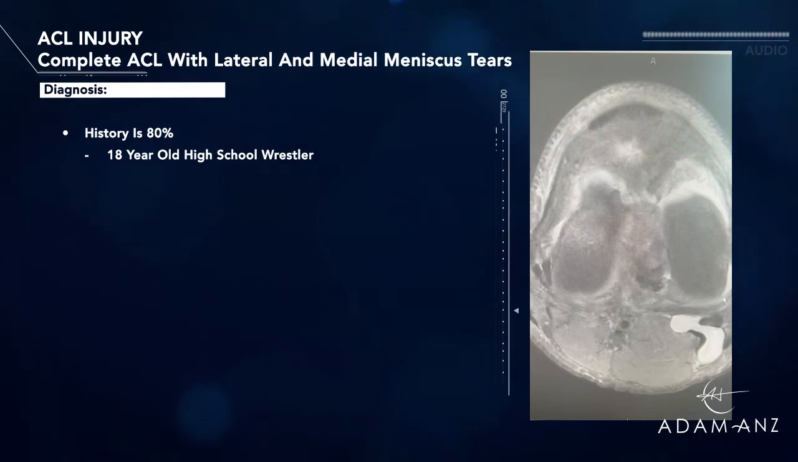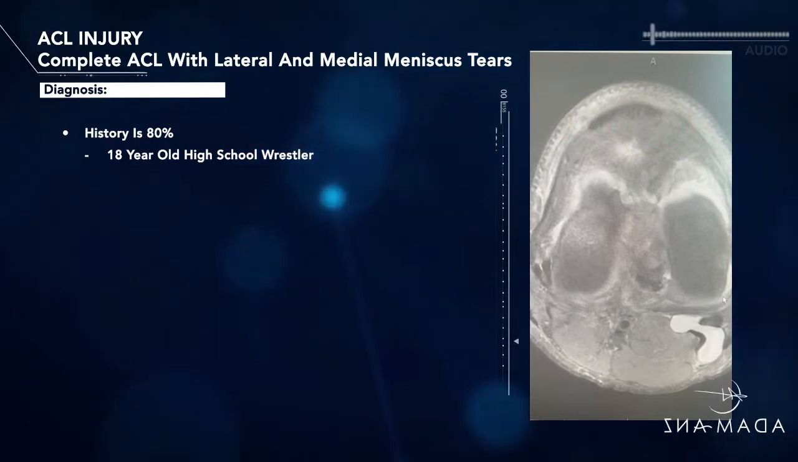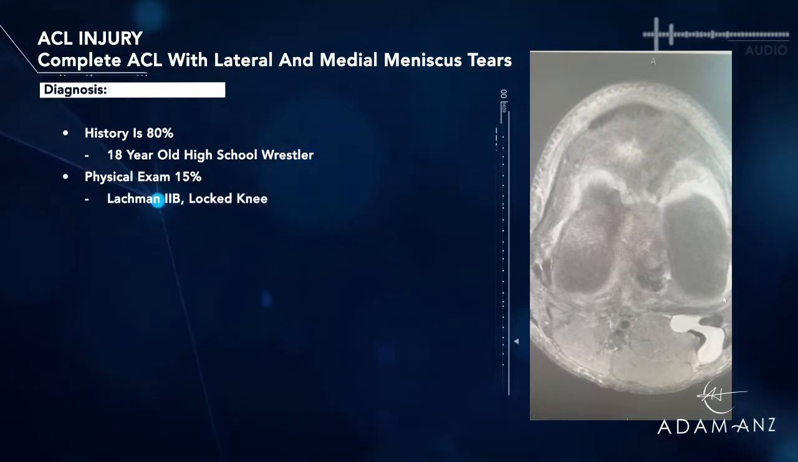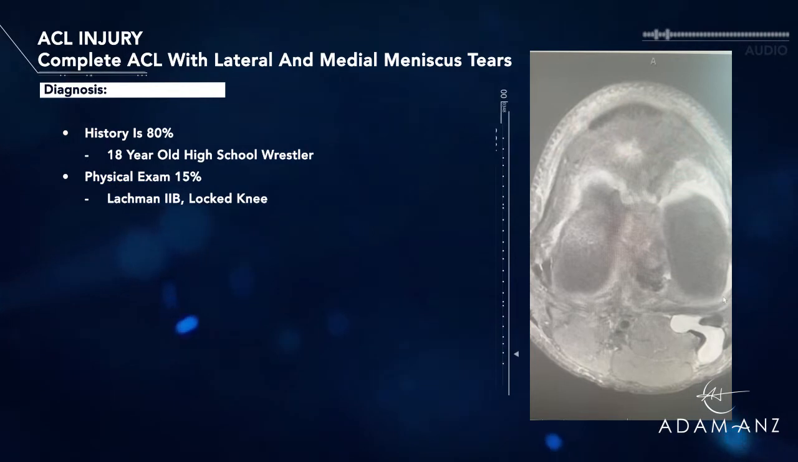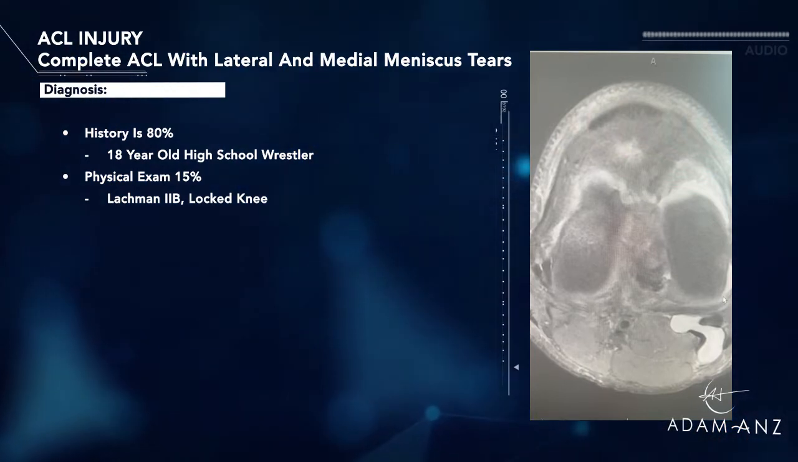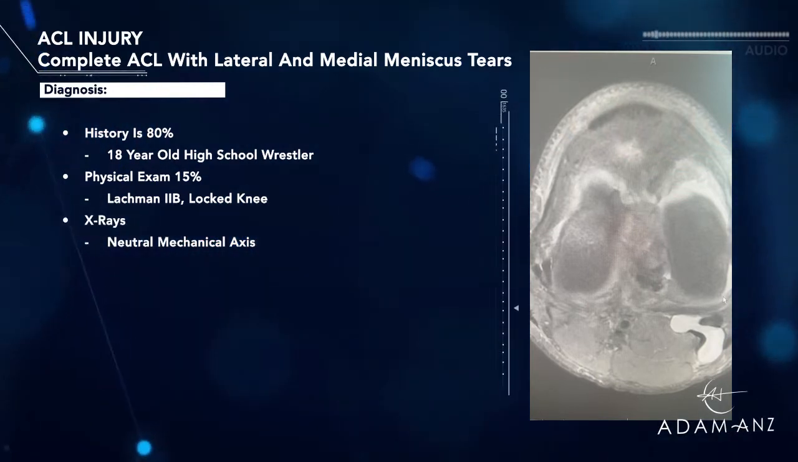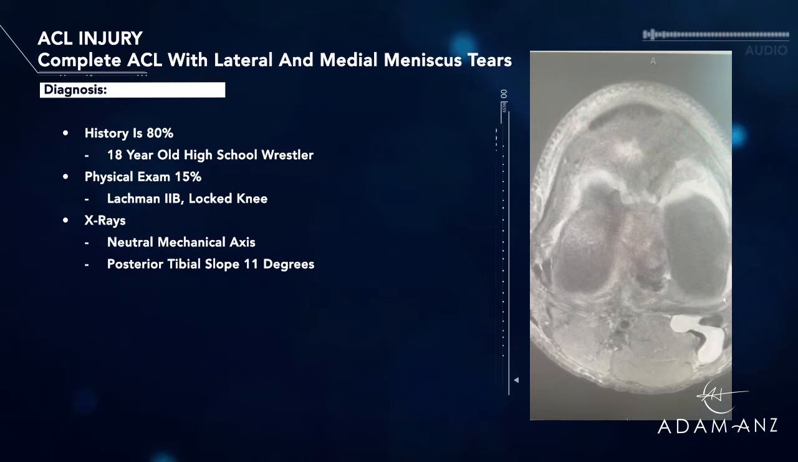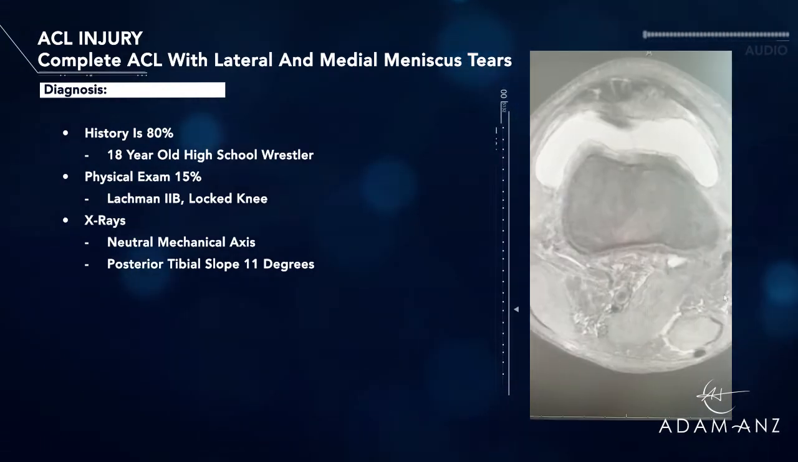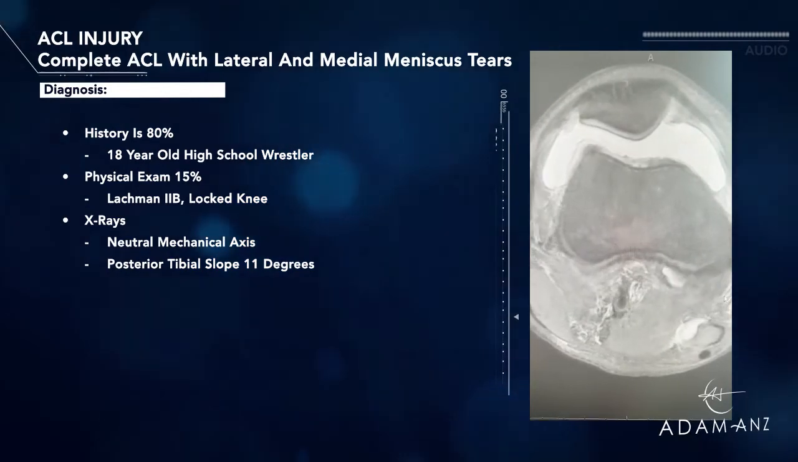Our patient here is an 18-year-old high school wrestler who had his foot planted and he was continually driven by his opponent and felt a pop in his knee. On physical exam, he had a grade 2 Lachman with a loose endpoint, and his knee was locked at 15 degrees. He could not fully extend it. X-rays showed a neutral mechanical axis and a posterior tibial slope of 11 degrees, which is important just to understand what risk factors they had for their injury event.